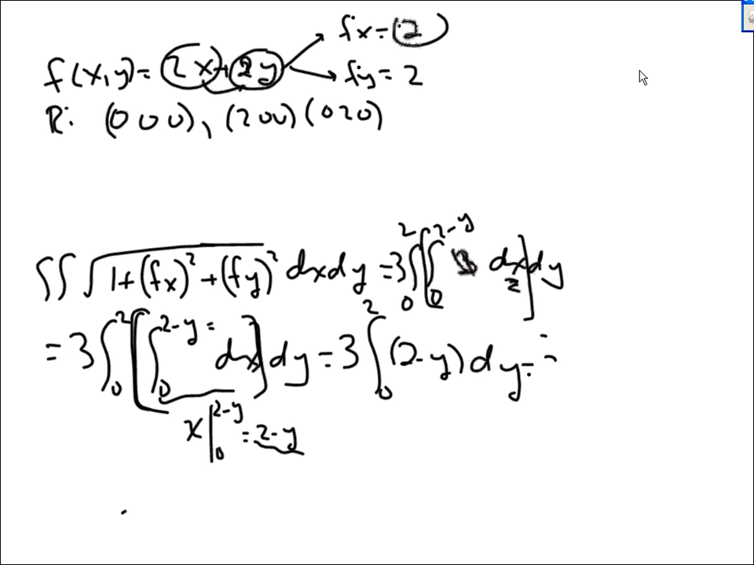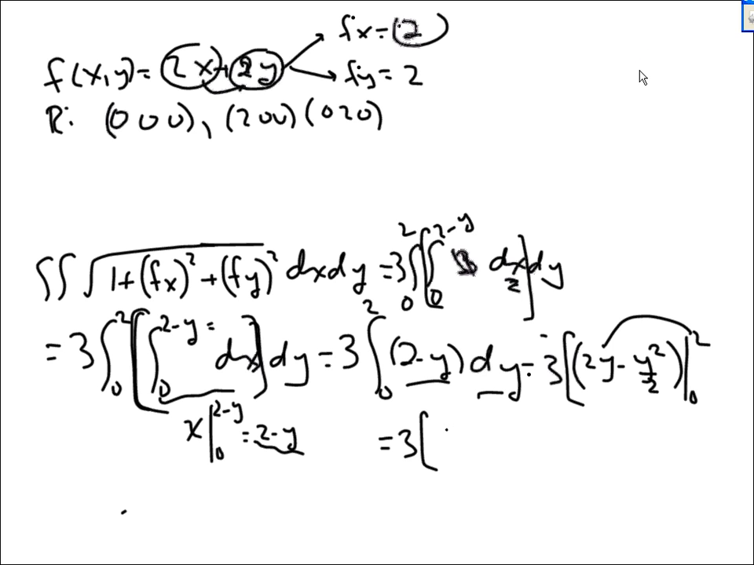3. The integral of 2 minus y dy is 2y minus y squared over 2, from 0 to 2. When you plug in 2, you get 2 times 2 is 4, minus 2 squared is 4, divided by 2 is 2. When you plug in 0, you get 0. 3 times 2 is 6. That's the surface area. It's 6 units.